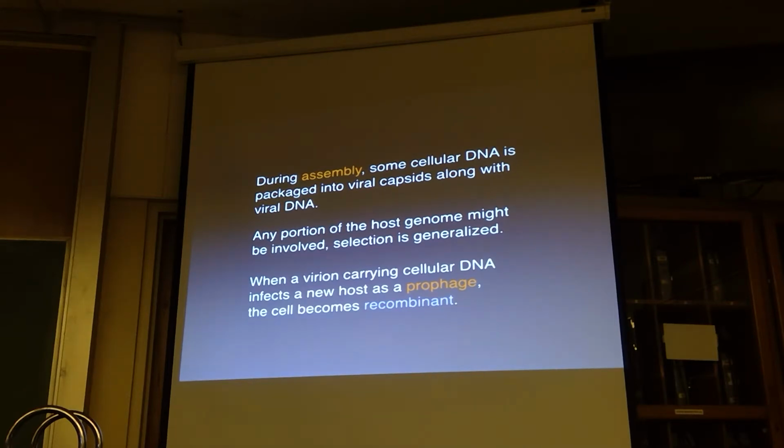If you transfer host DNA into a new host cell by a virus that's cytolytic, it's just going to kill that new host and you haven't accomplished anything. In order for it to be a successful gene transfer, the virus has to become a prophage in the second cell. Once it does that, it goes into the host chromosome, and now the host cell is recombinant. It has chromosomal DNA that is its own, it has some viral DNA in its chromosome, and it also has genes from the original host. So that's generalized transduction.